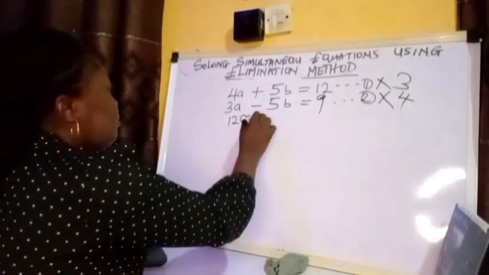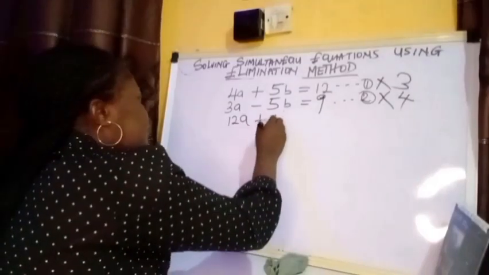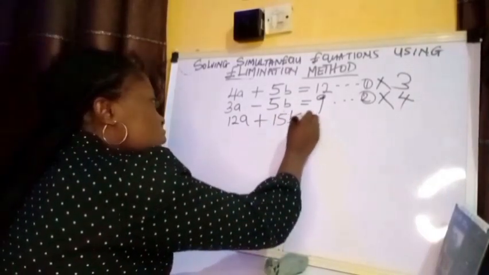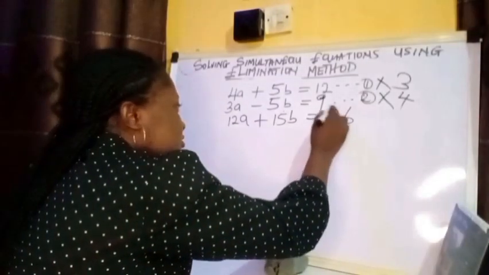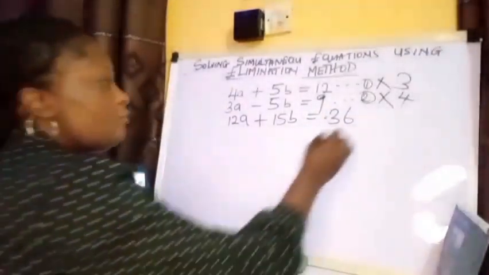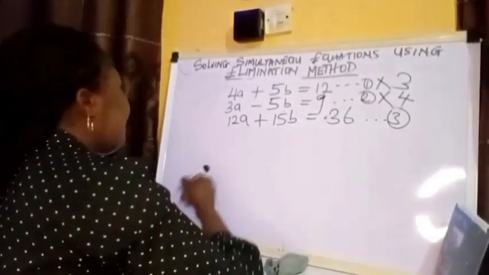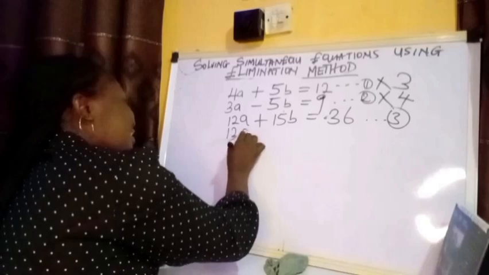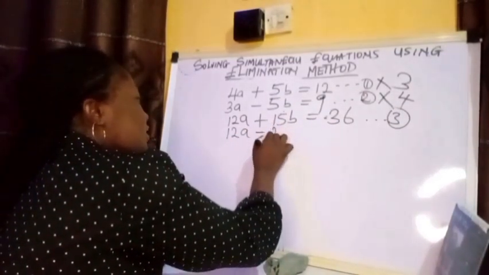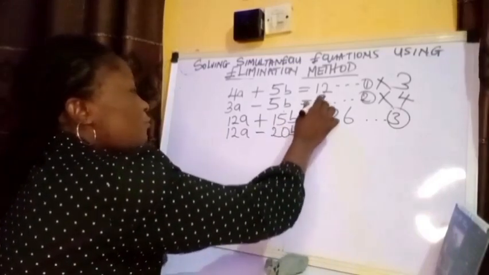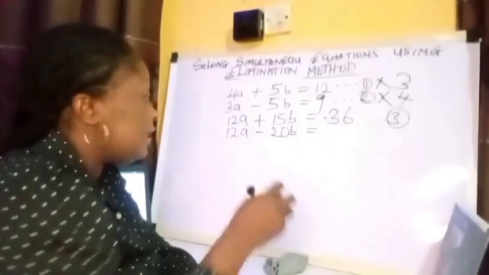So 3 is going to multiply everything in equation 1 here. 3 multiplied by 4 gives us 12A plus 3 multiplied by 5 gives us 15B is equal to 3 multiplied by 12 gives us 36. We have gotten another equation. 4 multiplied by A gives us 12A minus 4 multiplied by 5 gives us 20B is equal to 4 multiplied by 9 gives us 36.